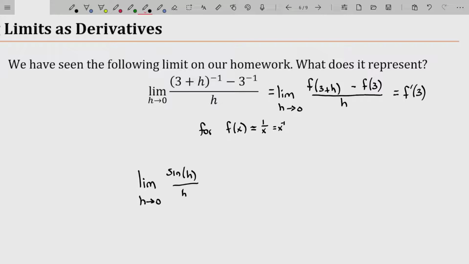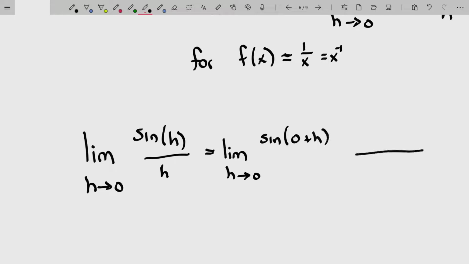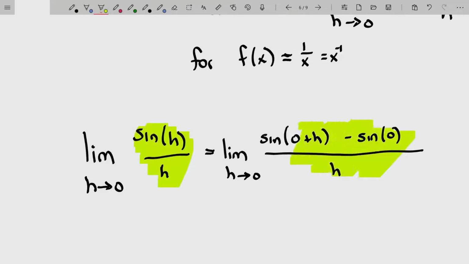So you have this limit right here. If you're willing to actually visualize this in a different way, you could say this is the limit as h approaches 0 of the sine function evaluated at 0 plus h. I think that's pretty reasonable, right? h is the same thing as 0 plus h, minus the sine at 0, because the sine at 0 is actually 0, right? So I'm really not changing the fraction as far as its value. These two fractions are identical. They don't look the same, but they evaluate to be the same thing.